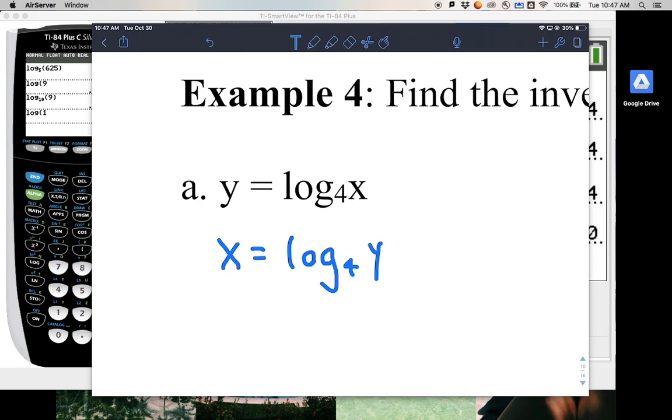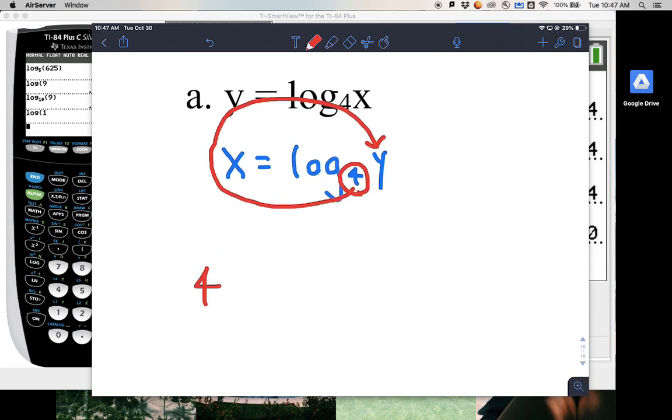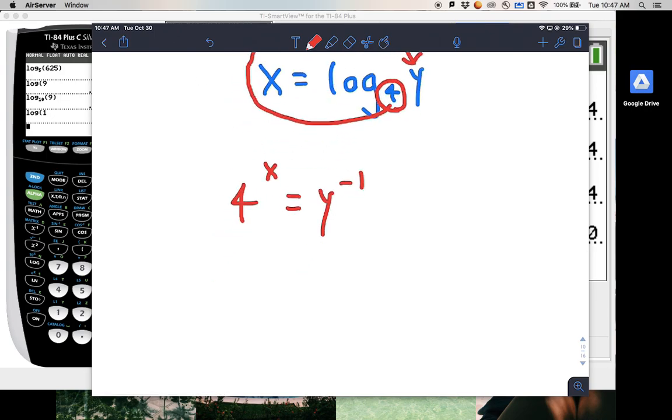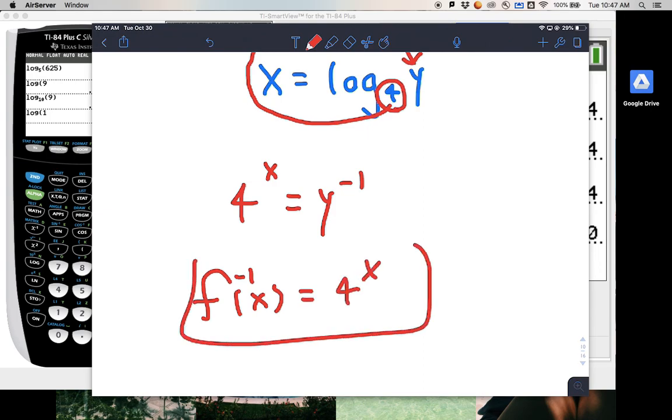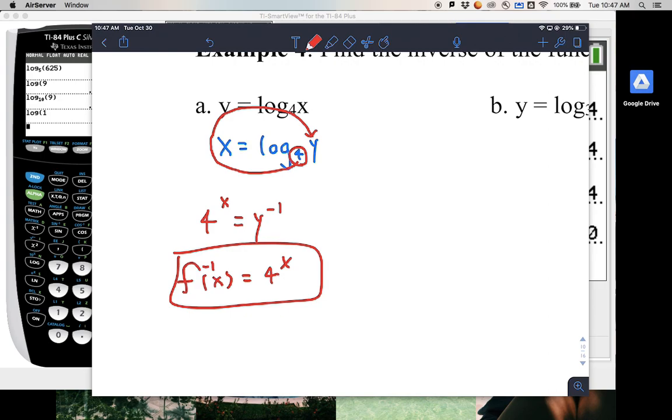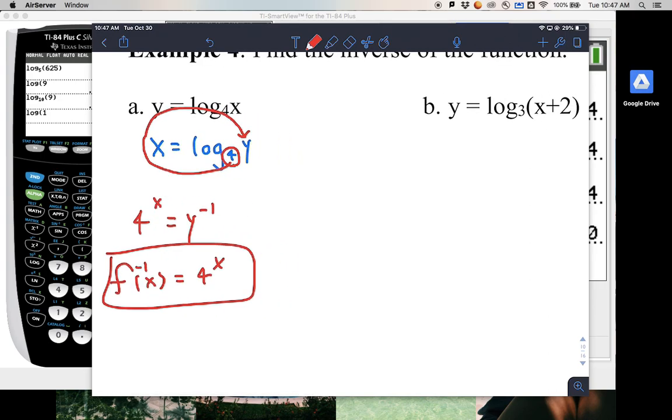Now we're going to switch forms. To find the inverse of a log equation, you have to switch form. Take your base, go towards the equal sign: 4 raised to x equals y. And then I'm going to get my proper notation. I'm going to say that's y inverse. That's the inverse equation right there. And also, if you want to get fancy and use f inverse, you can say f inverse of x is 4 raised to x. So two different ways you can write it. That is it for those.